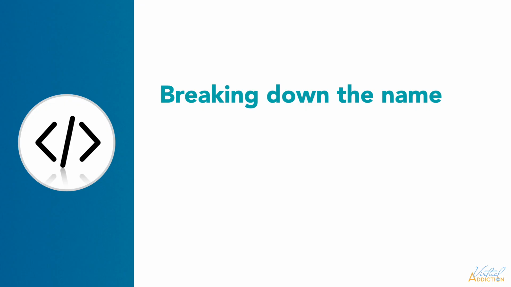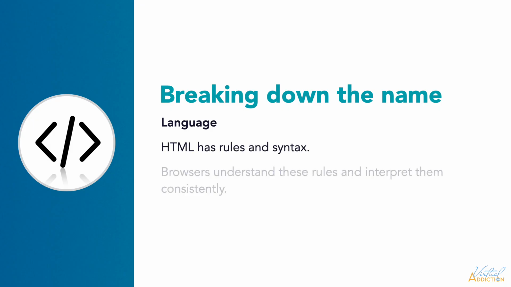The final part of the name is language. HTML has its own rules and syntax. Browsers understand these rules and interpret them consistently. Because every browser follows the same standards, the same HTML file can be displayed across different devices and platforms.